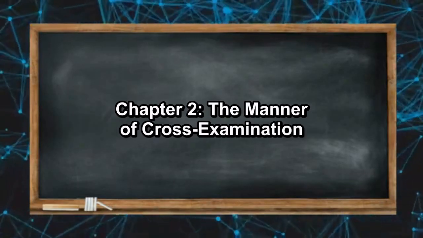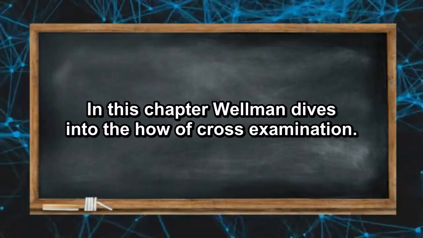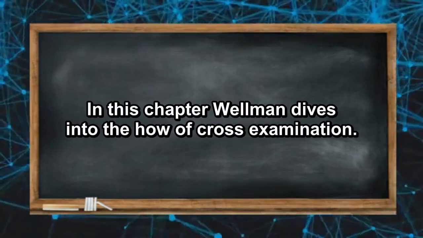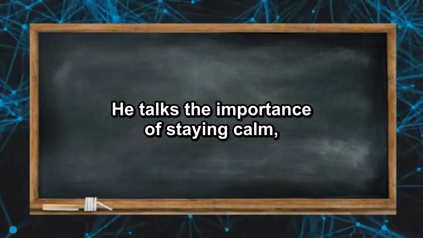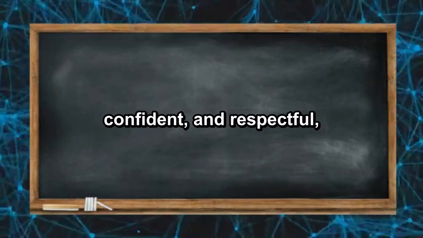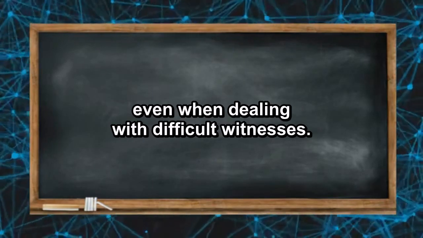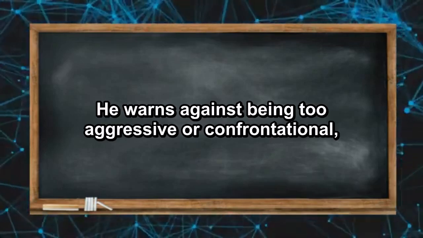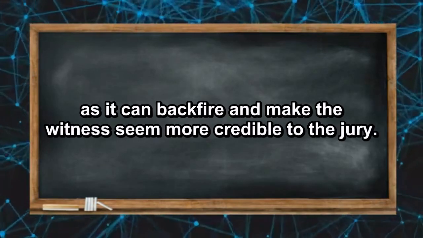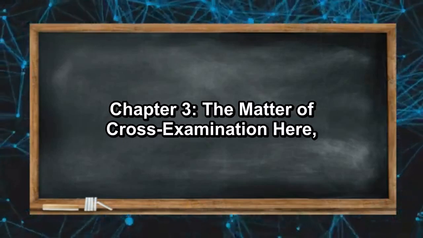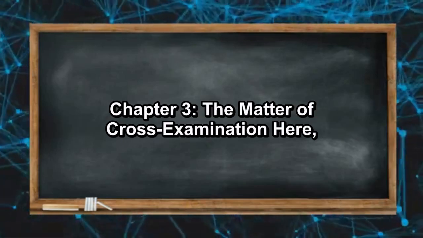Chapter 2, The Manner of Cross-Examination. In this chapter, Wellman dives into the how of cross-examination. He talks about the importance of staying calm, confident, and respectful, even when dealing with difficult witnesses. He warns against being too aggressive or confrontational, as it can backfire and make the witness seem more credible to the jury.